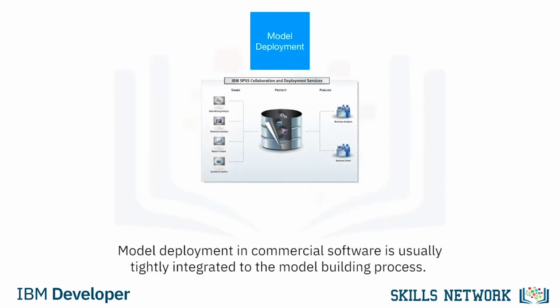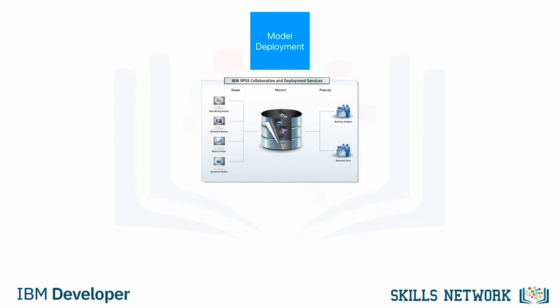Model deployment in commercial software is usually tightly integrated to the model building process. Here is an example of the SPSS collaboration and deployment services, which can be used to deploy any type of asset created by the SPSS software tools suite. The same holds for other vendors. In addition, commercial software can export models in an open format. As an example, SPSS Modeler supports exporting models as Predictive Model Markup Language, or PMML, which can be read by numerous other commercial and open software packages.